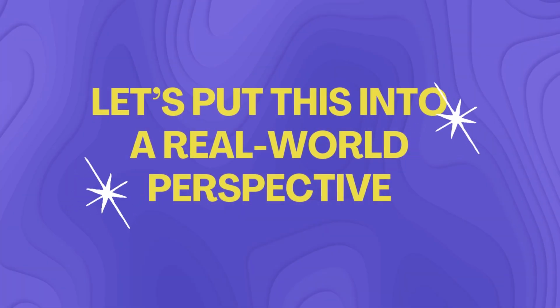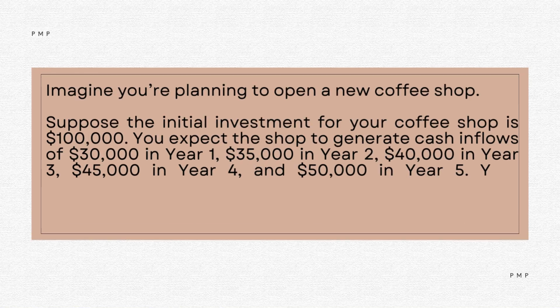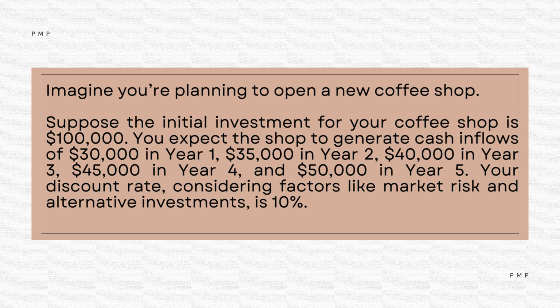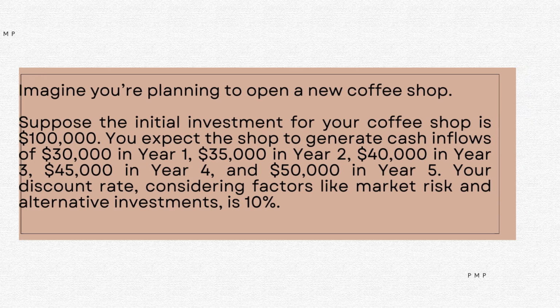Let's put this into a real-world perspective. Imagine you're planning to open a new coffee shop. Suppose the initial investment for your coffee shop is $100,000. You expect the shop to generate cash inflows of $30,000 in year 1, $35,000 in year 2, $40,000 in year 3, $45,000 in year 4, and $50,000 in year 5. Your discount rate, considering factors like market risk and alternative investments, is 10%.